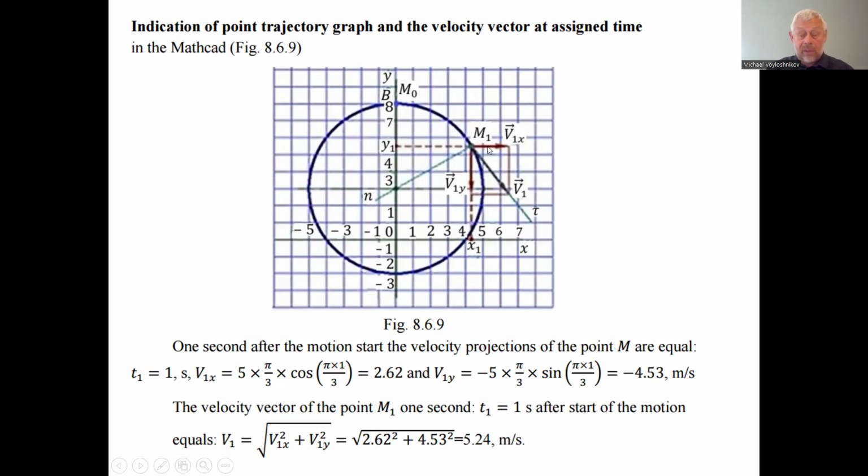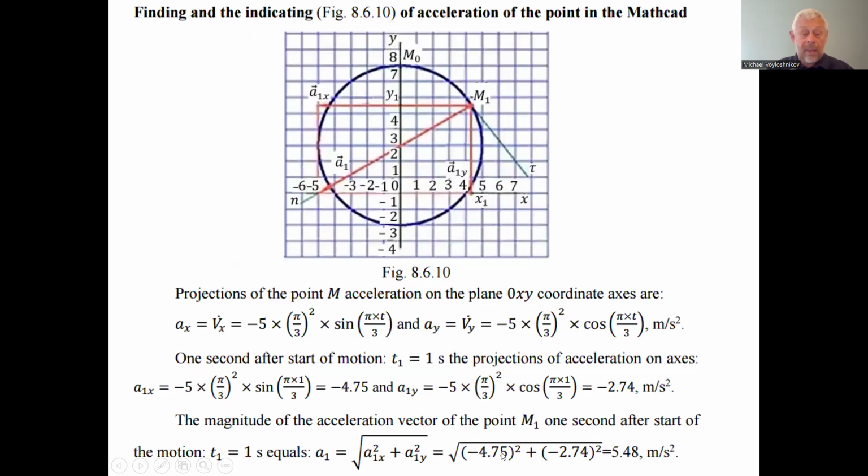This is the point M1, with the velocity components v1x and v1y, and along the tangent to the trajectory we have the resulting magnitude of the velocity, the square root of v1x squared plus v1y squared. The square root is 5.24 meters per second.